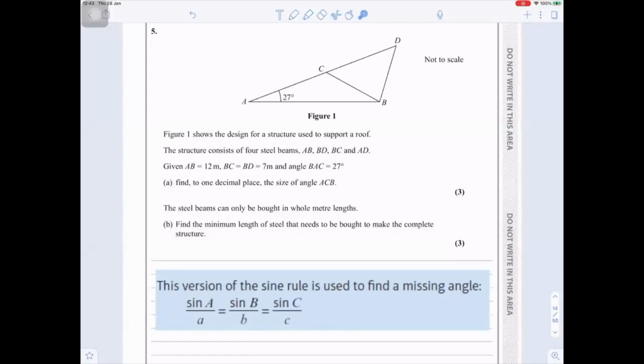Question number 5. Figure 1 shows the design for a structure used to support a roof. The structure consists of 4 steel beams, AB, BD, BC, and AD. Find to 1 decimal place the size of angle ACB. We're going to use this formula at the bottom of this page. I've put it there, and it is the sine rule. We're going to use it to find this angle.